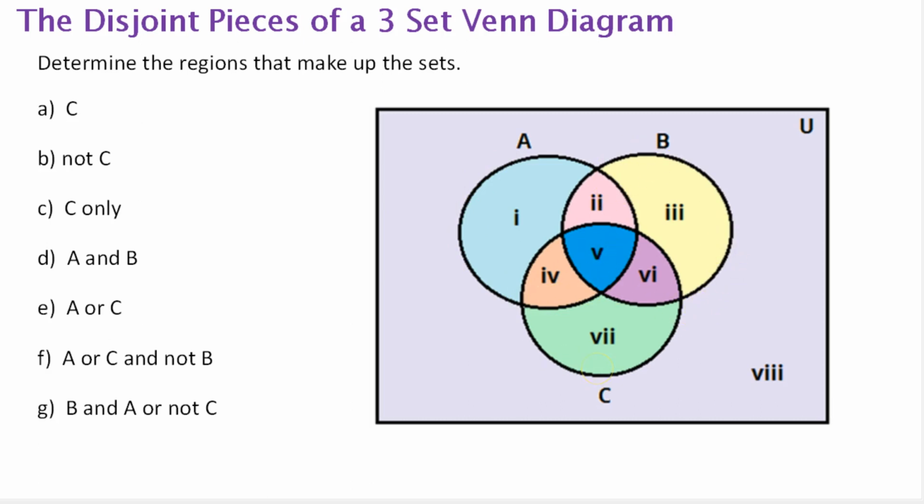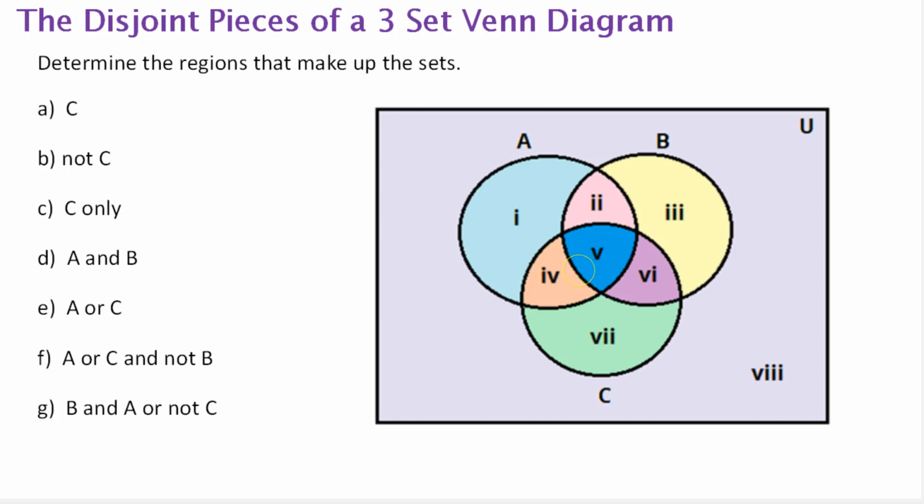Each one of them has a circle. But observe that there are little Roman numerals in here, and they're representing the disjoint regions of the Venn diagram. So if we were just interested in A, there's 4 pieces for A. You could be only in A. This is in A and B, but not C. This is in A and B and C. And here you're in A and C, but not B.